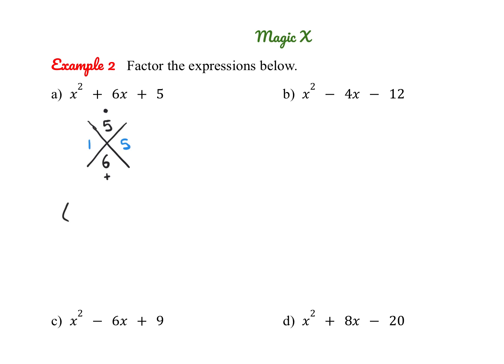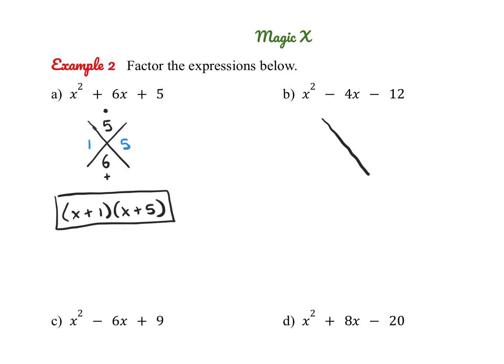So my first factor is x plus 1, and I do times my second factor, which is x plus 5. And there you go. So remember, my factors are not 1 and 5. My factors are x plus 1 and x plus 5. If we do a quick little double check, we have x squared plus 5x plus 1x plus 5, which gives us what we started with. All right, let's try this next one.